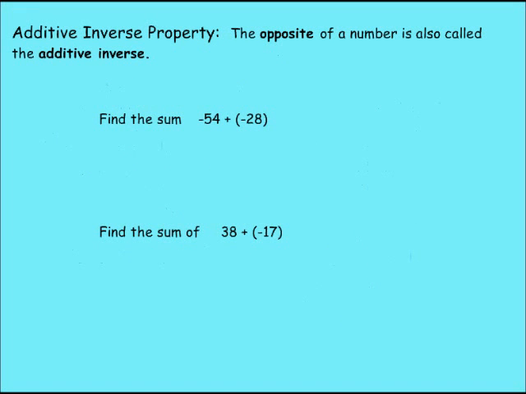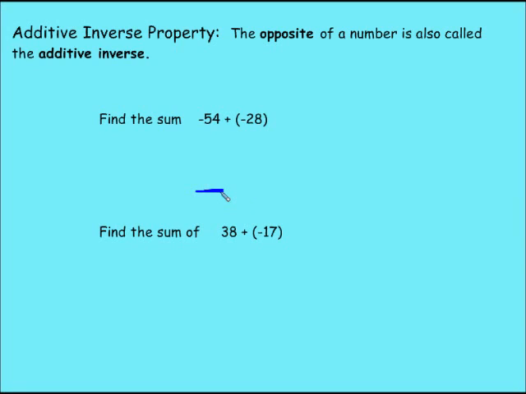Now there's also the additive inverse property. That means the opposite of a number is also called the additive inverse. So find the sum of negative 54 plus negative 28. They are both negative numbers, same sign, so we're going to keep it. Now this is just telling you, forget their signs for a minute. You identified the rule. The rule is they are both negative numbers, so our answer is going to be negative.